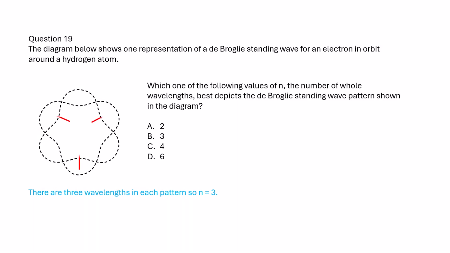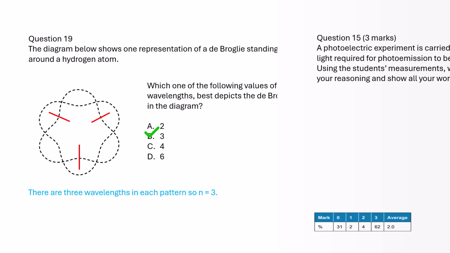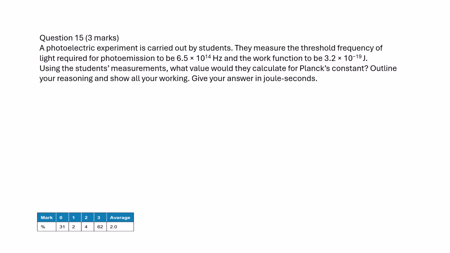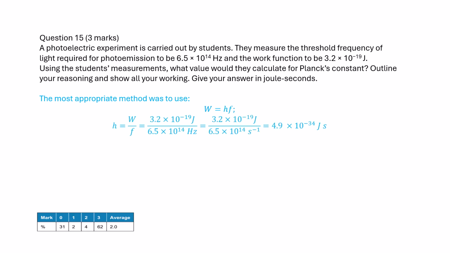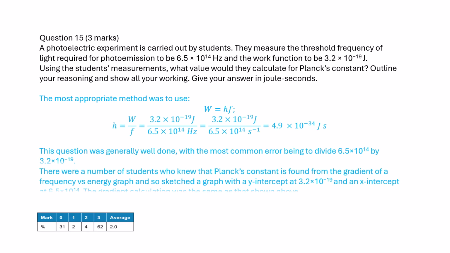There are 3 wavelengths in each pattern, so n is 3. The work function is the Planck constant times frequency. We solve for the Planck constant, substitute the value, and then get the value of the Planck constant as joule seconds.